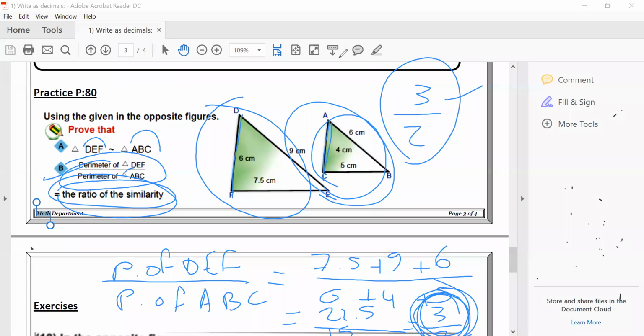I have less than 1 minute to finish the meeting. Hope you understand it well. This was one of the lessons. As we said, in the second term the lessons are separated from each other. Next time will be converse of Pythagoras theorem, which is nothing related to the similarity.